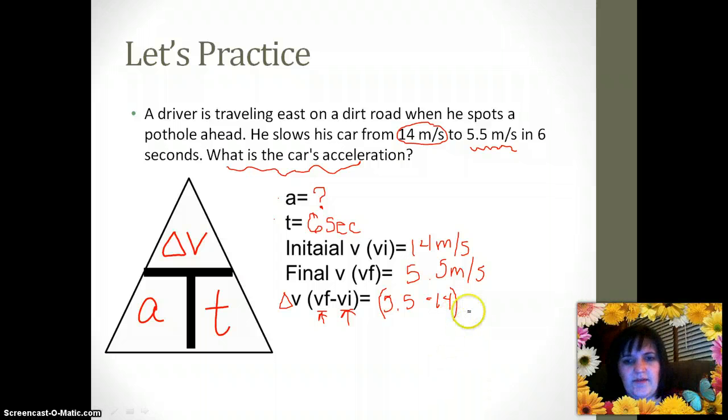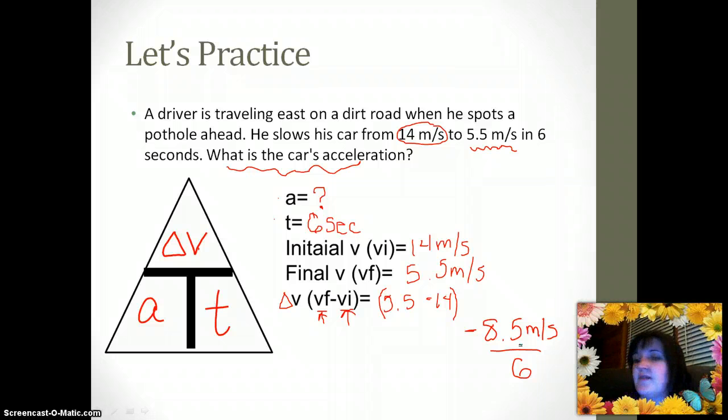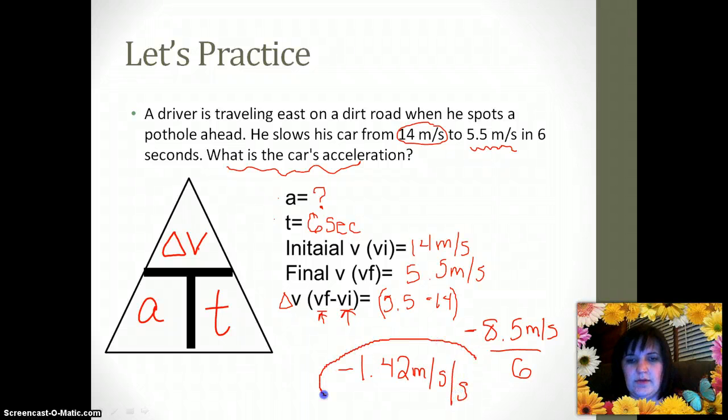Okay, so I have negative 8.5 meters per second is my delta v. Now I can go through and take delta v, negative 8.5, divided by time to get acceleration. And if I take negative 8.5 divided by 6, I get a final answer of negative 1.42 meters per second per second. And that is my final answer.